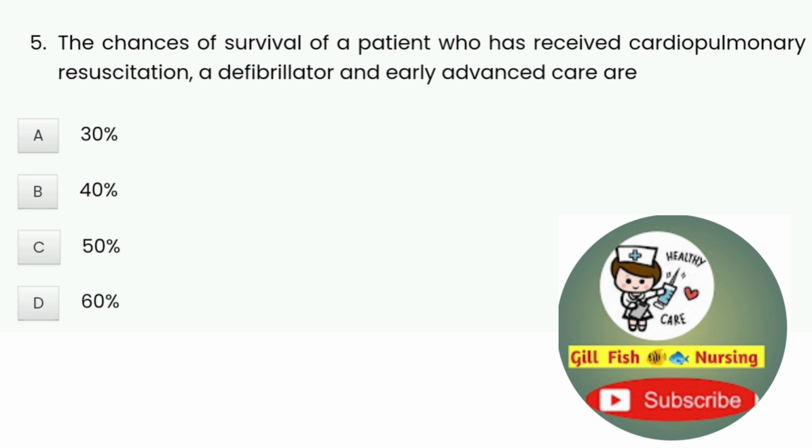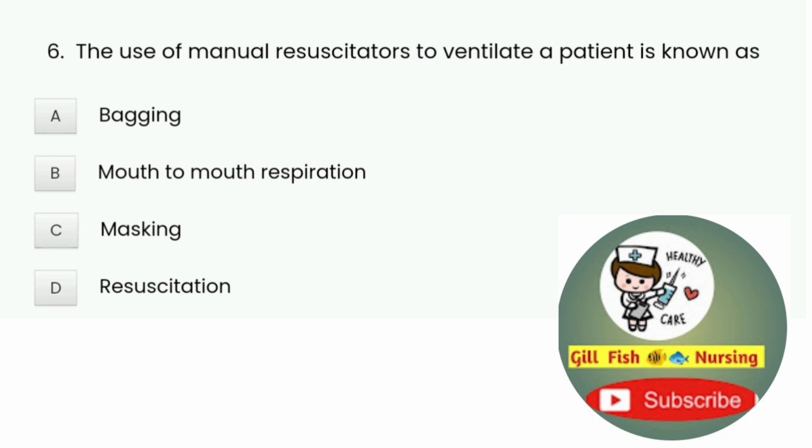Okay, fine. Next question. The use of manual resuscitators to ventilate a patient is known as. Can you read the question? Option A, bagging. Option B, mouth to mouth respiration. Option C, masking. Option D, resuscitation. Actually the question is about manual resuscitation. What is that? Yeah, that is the Ambu bag. So A, bagging is the correct answer.